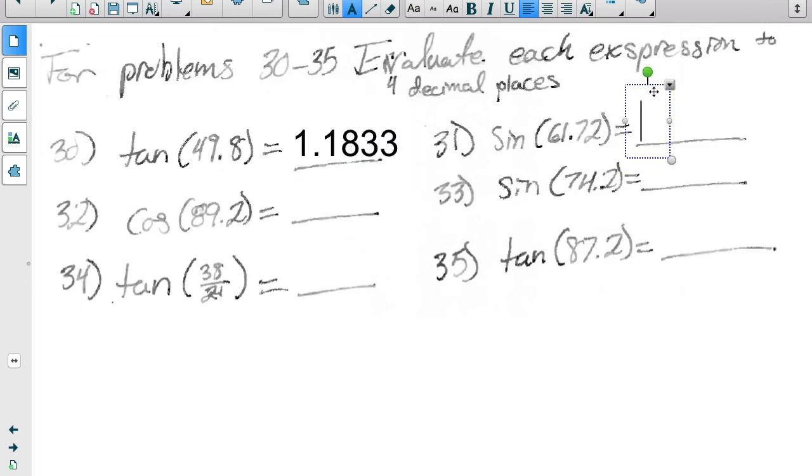So for these here, any of these here, we just have to type these into the calculator. So I can hit the sine key, 61.72. It'll tell me that 0.8806. And that's all we have to do for any of these here, is we just have to type these into the calculator and it will give us our answer. Even if we have a fraction, even if it's positive, even if it's negative, no matter what the angle is, we can type it into the calculator and it would give us our answer.